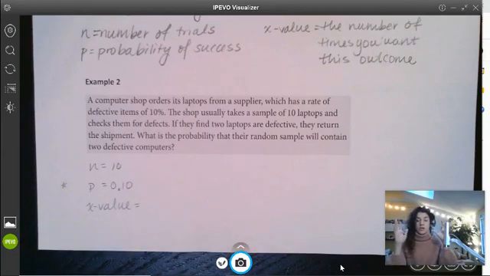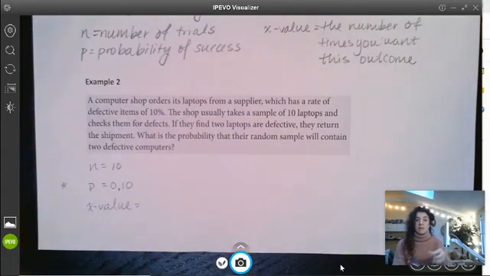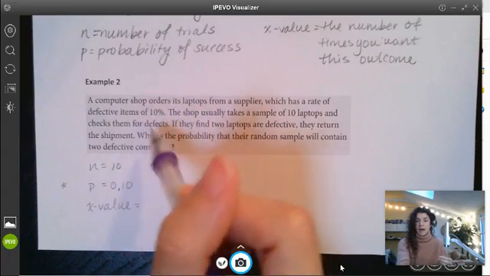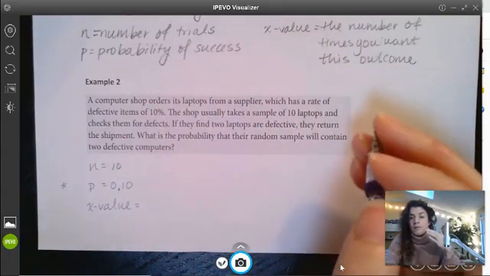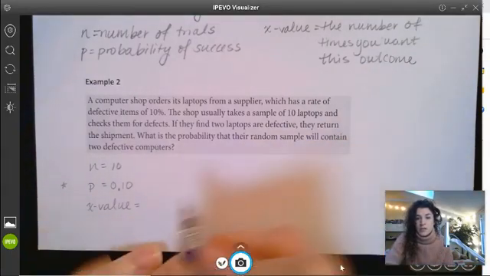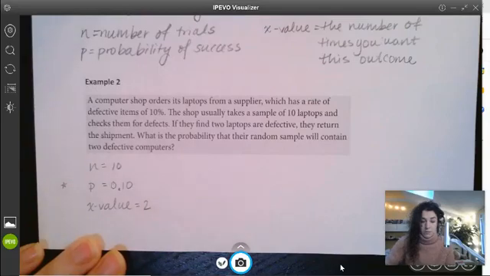So first I just focused on n. Okay, reread the instructions. How do I find n? And then for P, I need to make sure I find the probability of exactly the thing that I'm looking for. So I had to reread the question that's asking me something and then go back and find it above. Focusing on one thing at a time is going to be a really helpful strategy to make sure that you understand. So your X value is 2. We're looking for 2 defective computers.